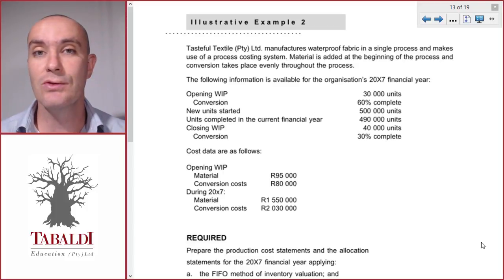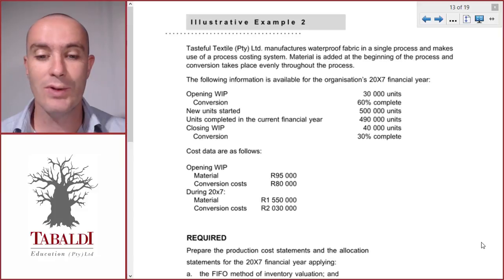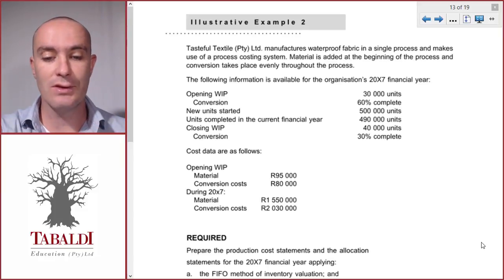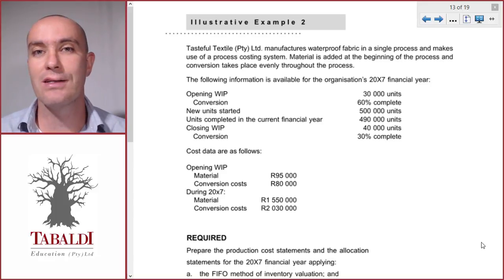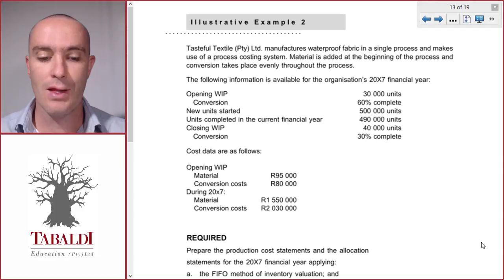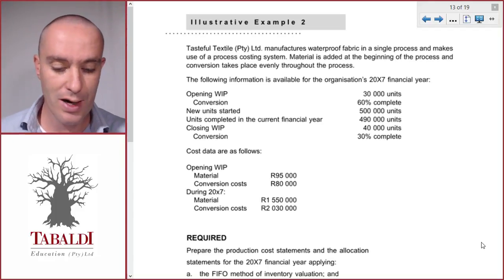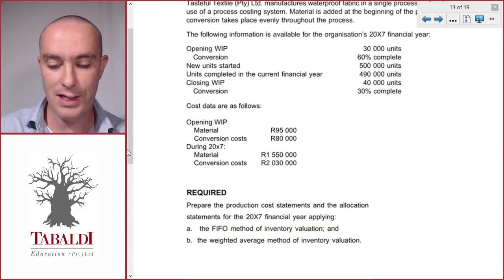Illustrative example 2 has the same information as illustrative example 1 that we did previously. So it's Tasteful Textile Pty Limited. In illustrative example 1, we did the quantity statement to calculate the equivalent units. Now in illustrative example 2, if we look at the required, they ask us to prepare the production cost statements.